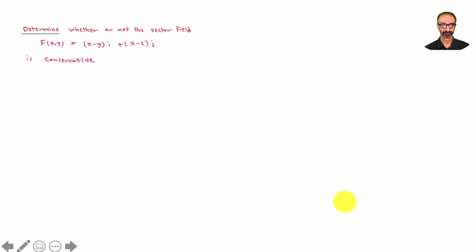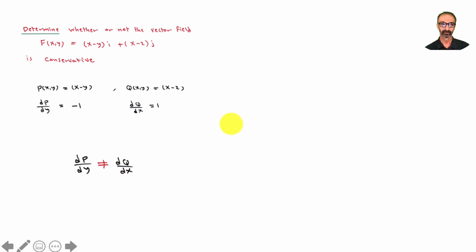Here's an example. Determine whether or not the vector field given here, (x minus y) i plus (x minus 2) j, is conservative. Well, we find dP/dy and dQ/dx, and they come out to be different. That means F is not conservative. That's like what I mentioned earlier. Negation of B implies negation of A. We're using the same theorem. So that should do it.